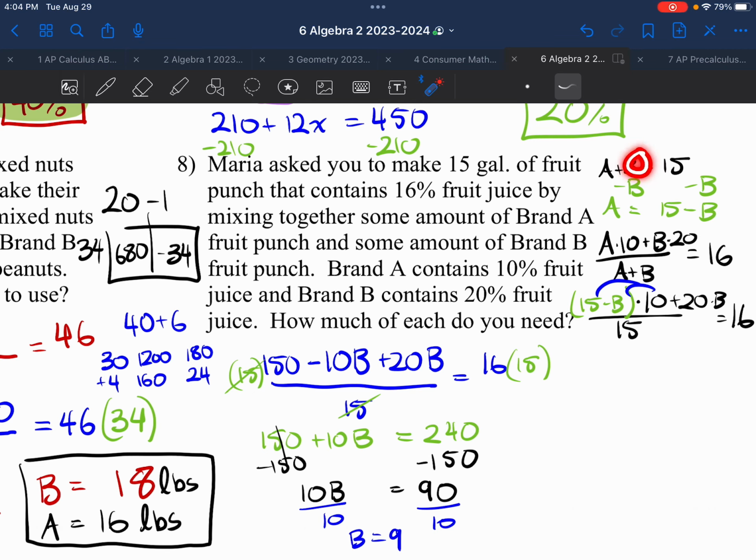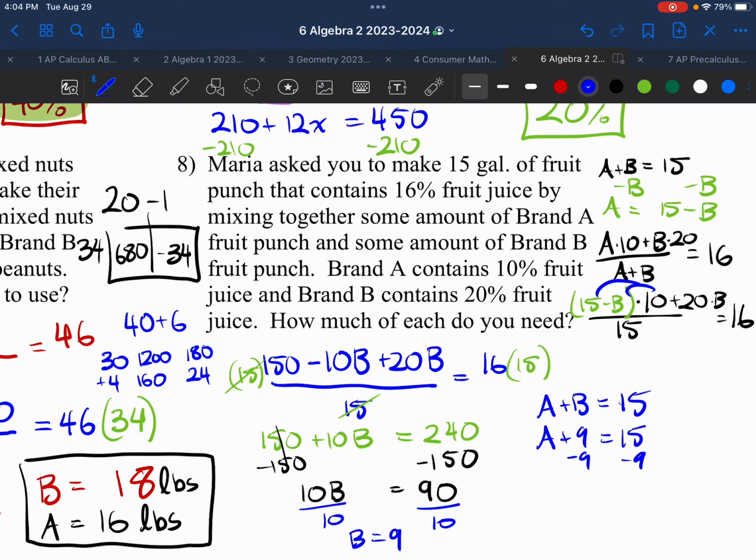So 9 plus what is 15? Well, 9 plus 6 is 15. So that means that a has to be 6. So I'll write that explicitly. We have a plus b is equal to 15. And I know that b is 9, so it's really a plus 9 is 15. By process, I subtract 9, and a is equal to 6. So I think a is 6, and then 6 what? 6 gallons? A is 6 gallons, and b is 9 gallons.